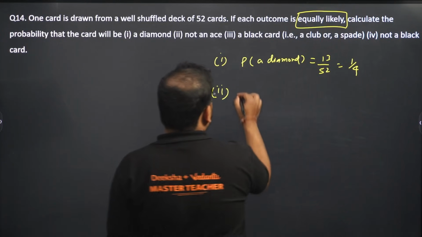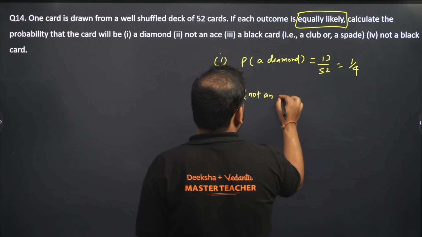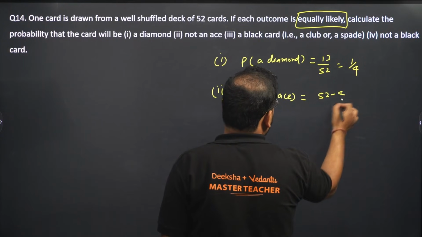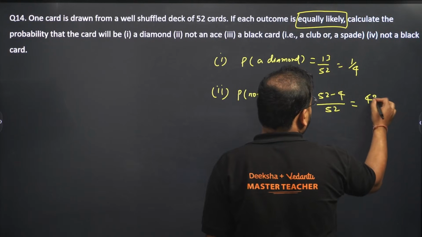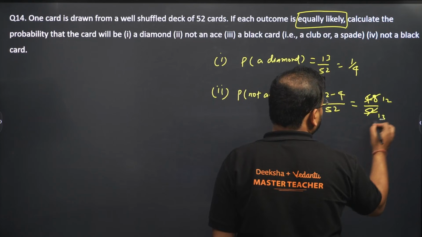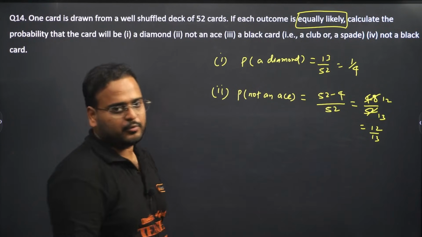Next, not an ace. How many aces are there? 4, sir. Remove 4 from there. 48. 4 12s are 48. The answer is 12 by 13. 12 by 13.